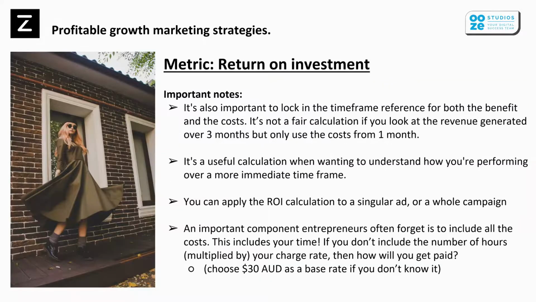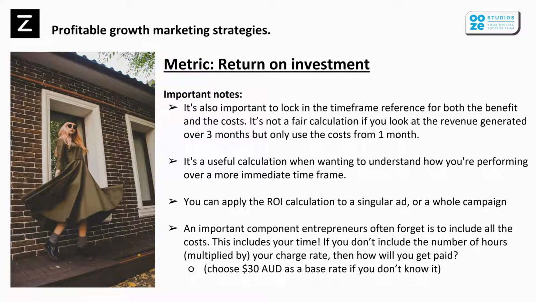So really important to remember a few things. One is to lock in the time frame reference for both the benefit and the cost. So you don't want to be looking at, for instance, the revenue generated over 3 months, but only the cost from 1 month. That's going to skew your data. That's not a fair analysis. You want to be true to yourself, because if you're not true, this again is how you're going to kill your cash flow and kill your business quite quickly.